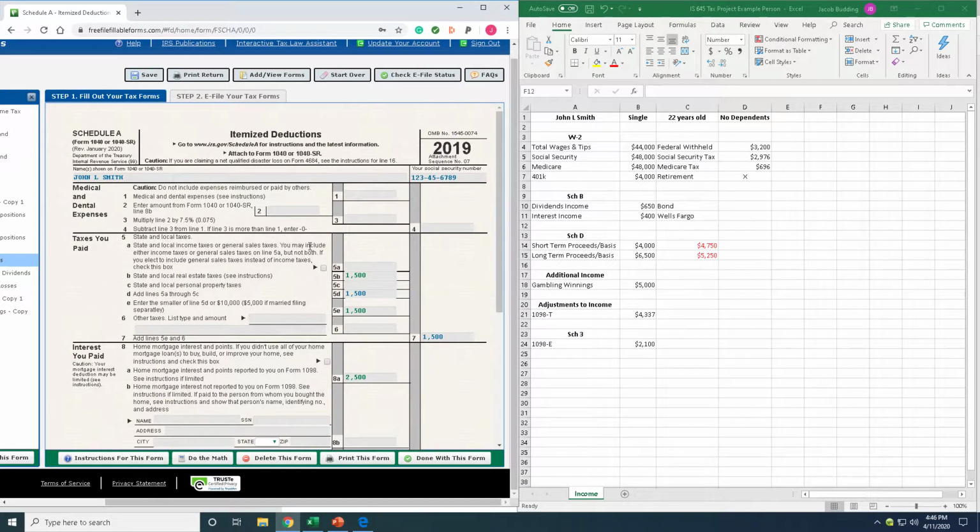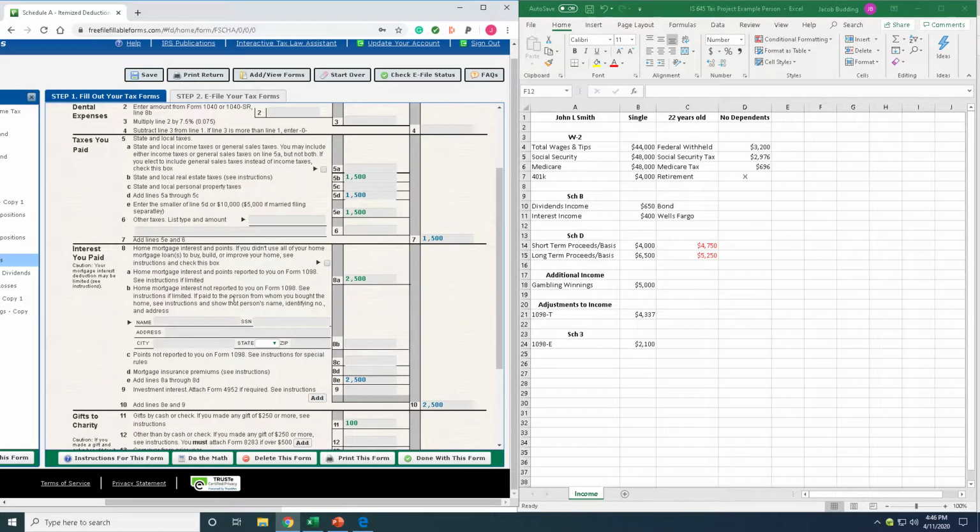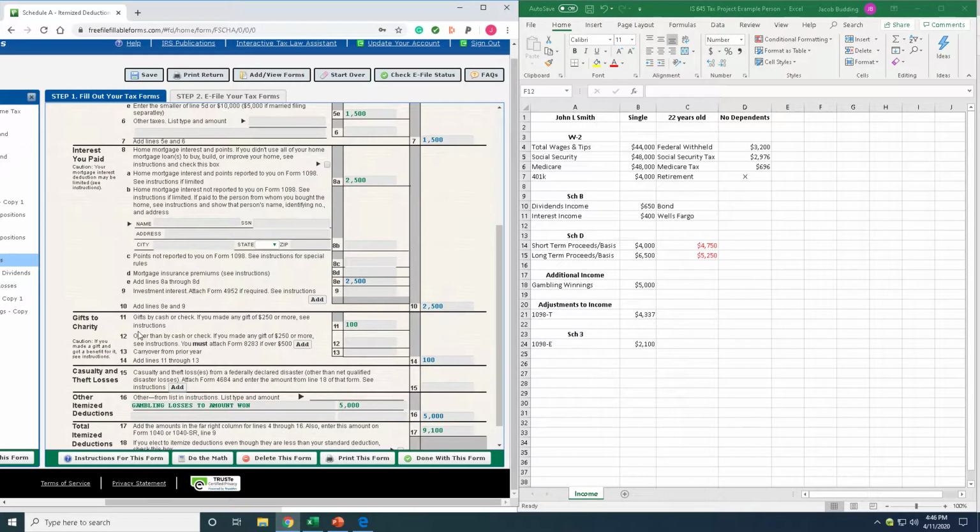So he's 22 years old. He doesn't have any medical or dental expenses. He didn't go to the dentist this year. He currently has a house he lives in, and he paid $1,500 in real estate taxes for it. And he had a home mortgage interest of $2,500. So this keeps going down.